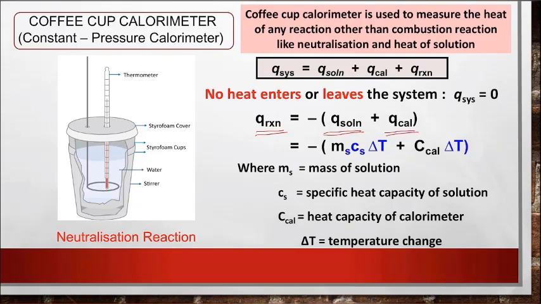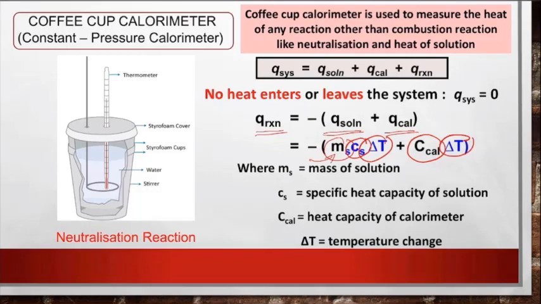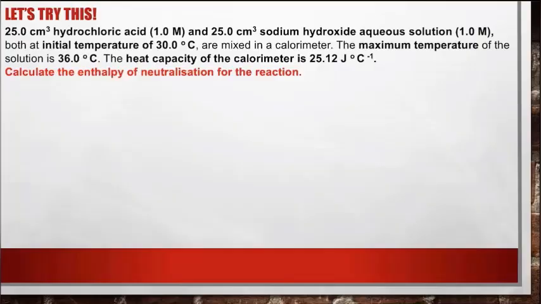And these are the formulas for the heat absorbed by the solution. M is the mass of the solution, Cs is the specific heat capacity of the solution, capital C cal is heat capacity of calorimeter, and delta T is the temperature change. Please remember this formula as you will use this a lot in the calculation of enthalpy of neutralization. Now, let's try to answer this question.